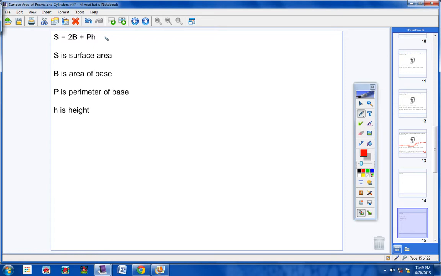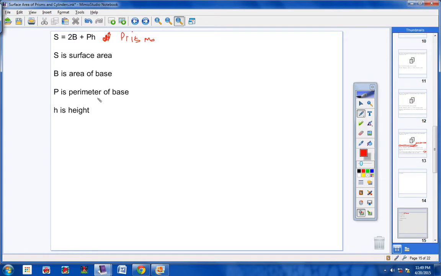By the way, in your notes, make a note of this. This formula is for prisms. I would make note of that in your notes, and I should have already done that. Now, capital B stands for the area of the base. Capital P stands for the perimeter of the base. Isn't that easy? And H stands for height.